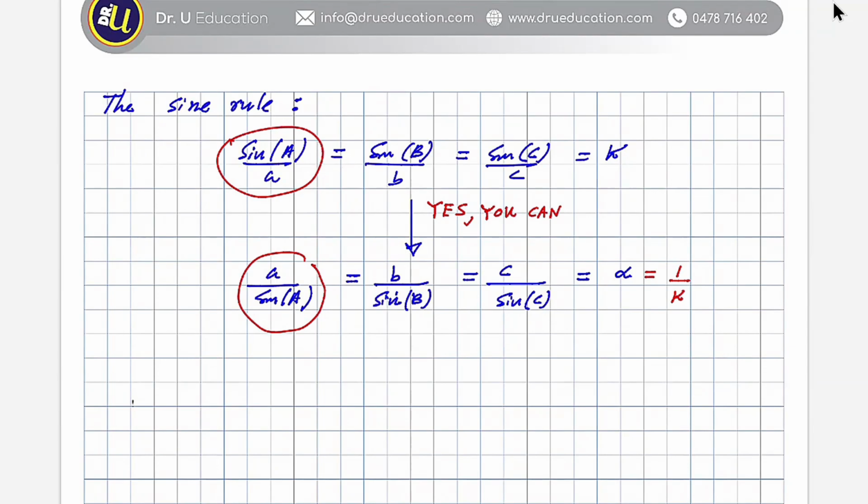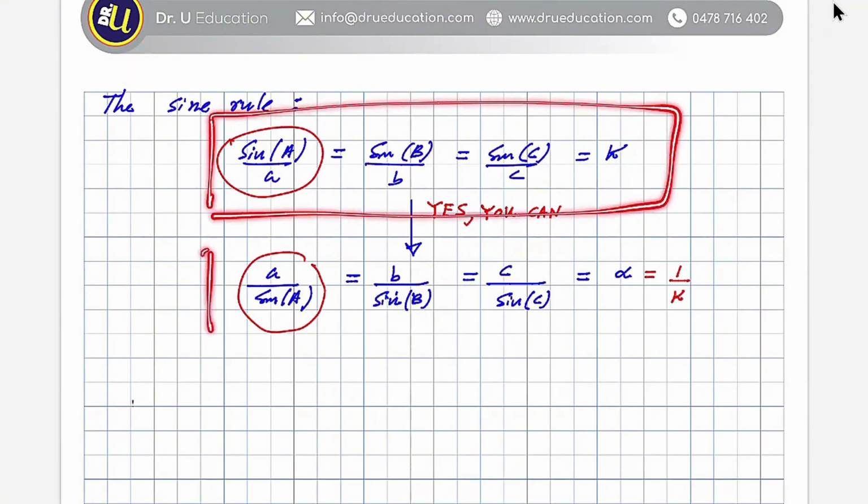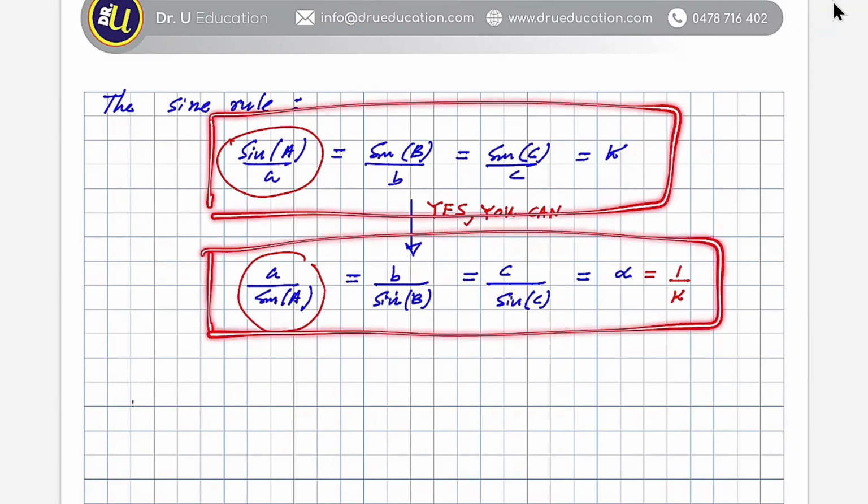So when you read books, when you do questions, when I'm doing questions, you will see that sometimes I write the sine rule in this way, and sometimes in that way. It doesn't really matter. I'm talking about the same thing.